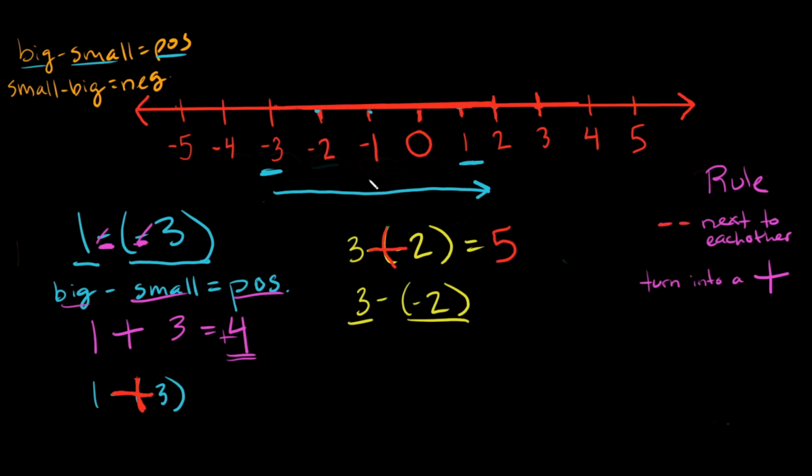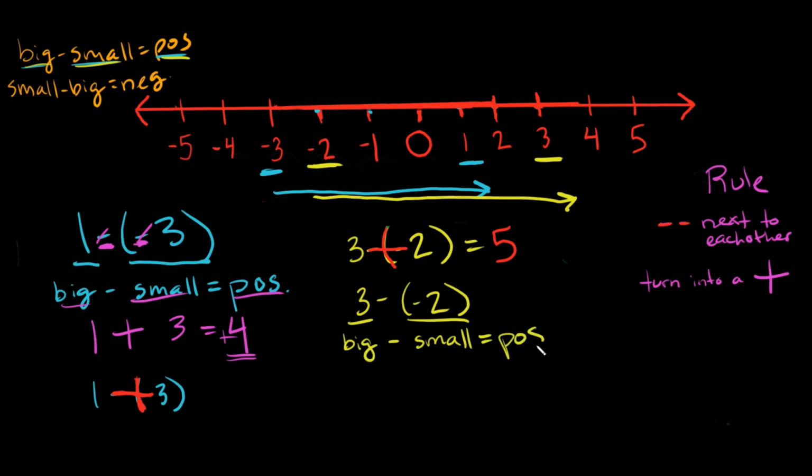Let's look at the number line. We got 3 over here, negative 2 here. Remember, the number that's further to the right is bigger. So this is big. Negative 2 is small. According to the rule, big minus small is positive. Did we get a positive answer there? Yes, we did. We got positive 5. So this checks out.